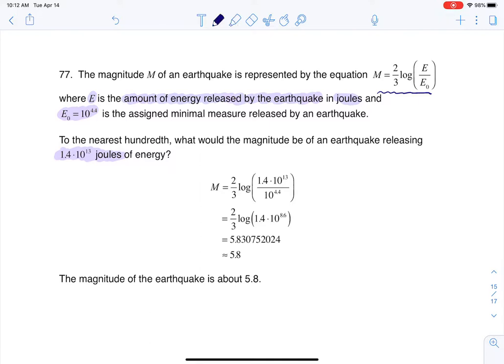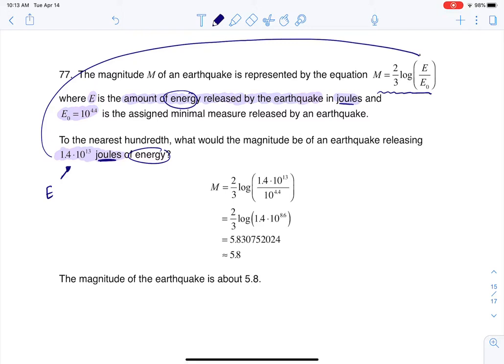So I can see that this is matching up. We've got joules here, so this has got to be my E value, and it's saying that it's energy. And this is energy. So what I'm going to do is take that 1.4 times 10 to the 13th and plug it in for the numerator. And I'll take this E sub zero and plug it in for the denominator. Then I'll get my M value back out, and that will be my magnitude.